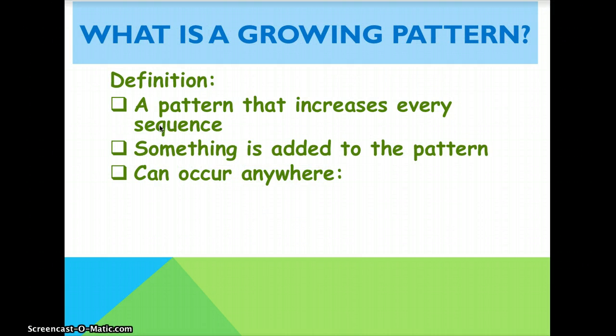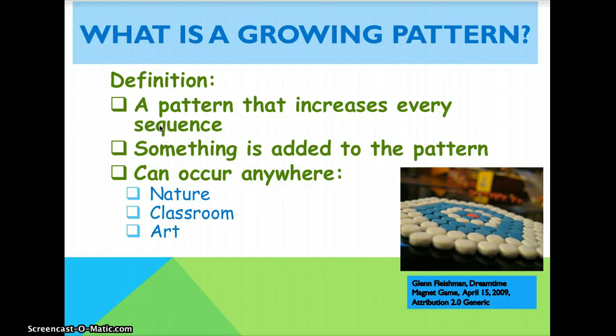Now that we have understood what a repeating pattern is, we are going to go over a growing pattern. A growing pattern is one that increases every sequence. What this means is every time the original sequence is repeated, an item or object will be added to the end of the repeating pattern. This pattern is constantly growing. It doesn't remain the same, hence why it's called a growing pattern. This can occur also, just like the repeating pattern, in nature, classroom, or art, and many other places.